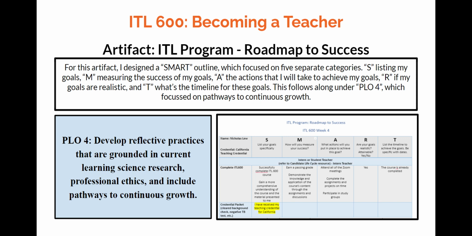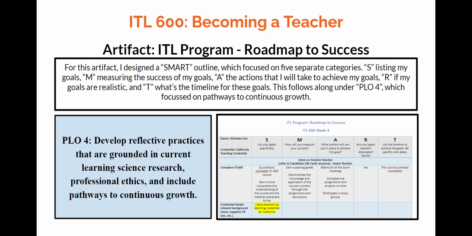ITL 600, Becoming a Teacher. My artifact was the ITL program Roadmap to Success, or SMART. For this artifact, I designed a SMART outline which focused on separate categories: S, listing my goals; M, measuring the success of my goals; A, the actions I would take to achieve my goals; R, if my goals are realistic; and T, what's the timeline for these goals.